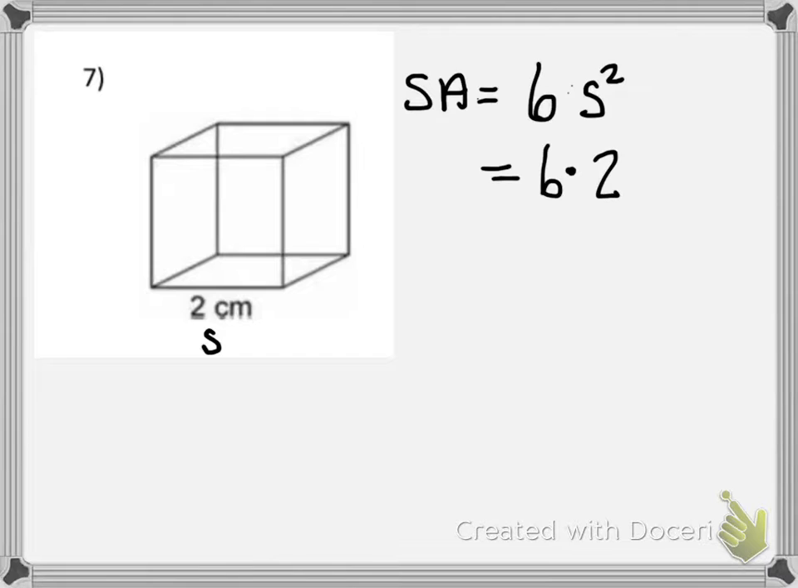6 times 2 squared. And the exponent here has to happen first. So 2 times 2 is 4. So we would have 6 times 4, which is 24. So our surface area for the cube is 24 centimeters squared.